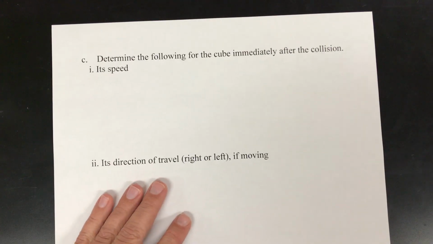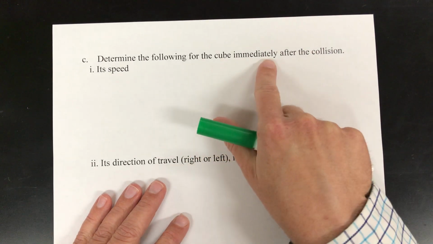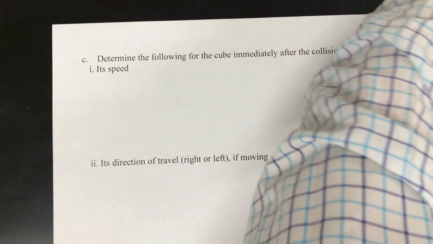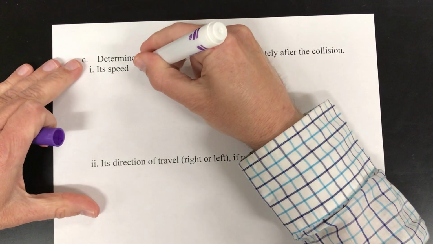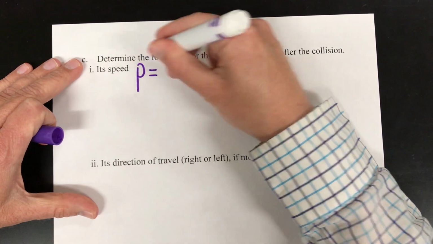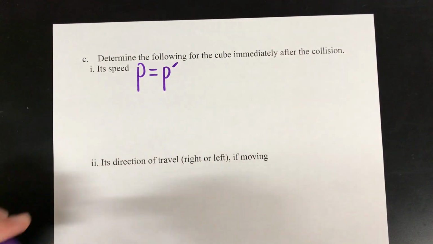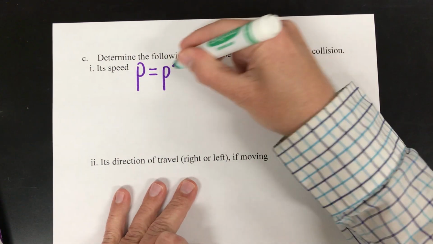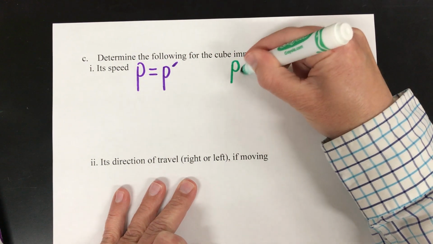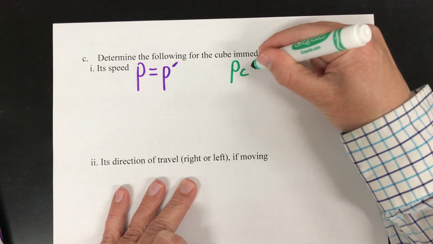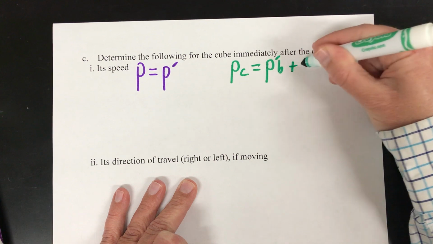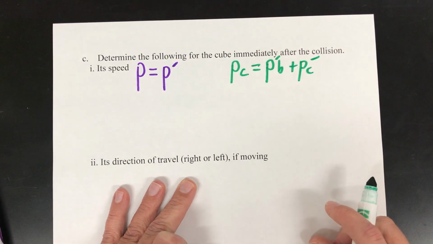All right, next up, part C. It says, determine the following for the cube immediately after the collision. Its speed. All right, this is a conservation of momentum problem. So we know the momentum of the system beforehand is equal to the momentum of the system afterwards. That means the momentum of the cube before the collision has got to be equal to the momentum of the ball after the collision plus the momentum of the cube after the collision.